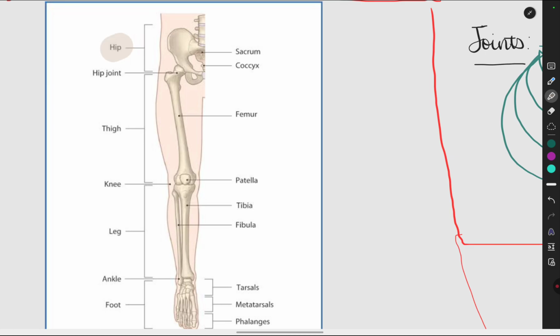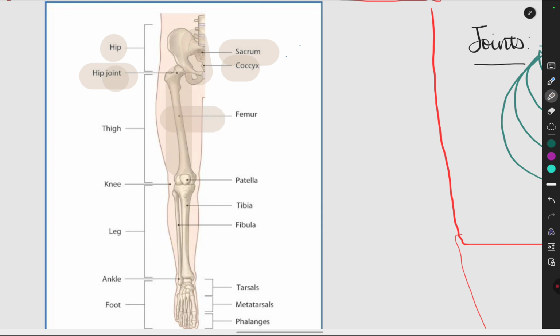This is called the hip, and this is the sacrum. It is made up of 5 bones. And then we have the hip joint. The hip joint is the articulation of this hip bone with the head of the femur. This forms the hip joint.